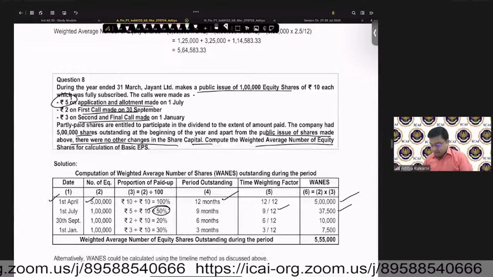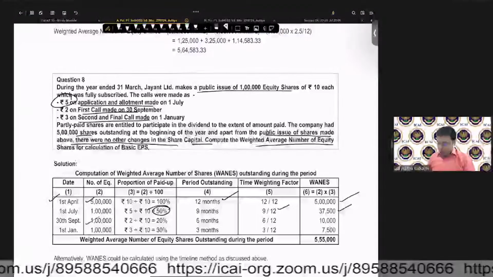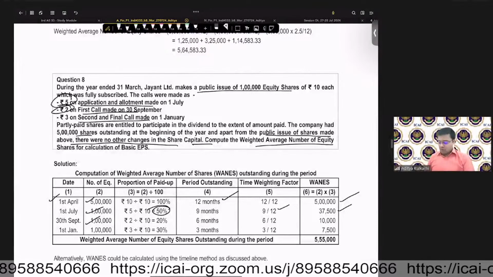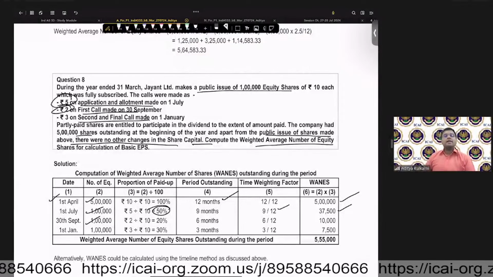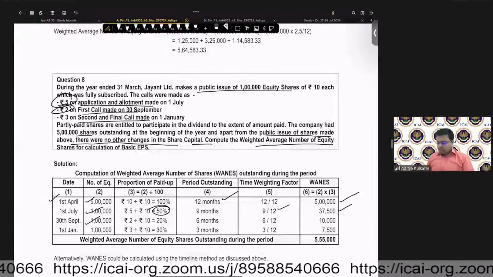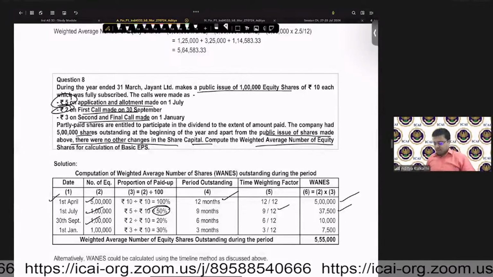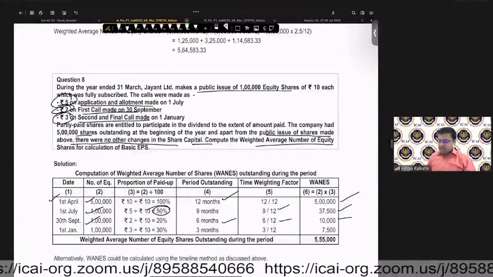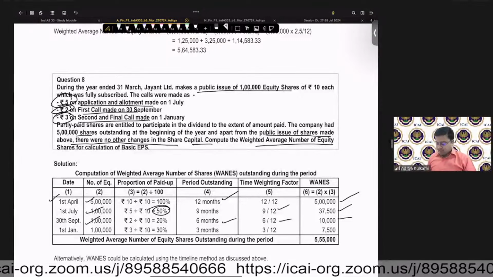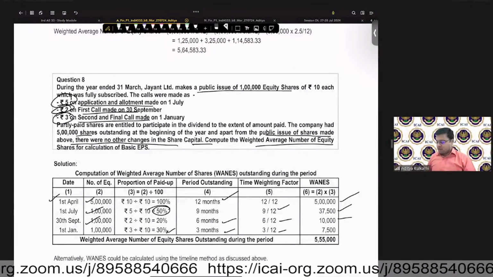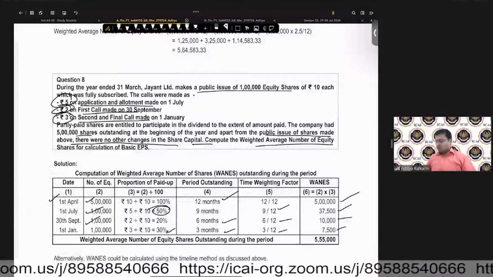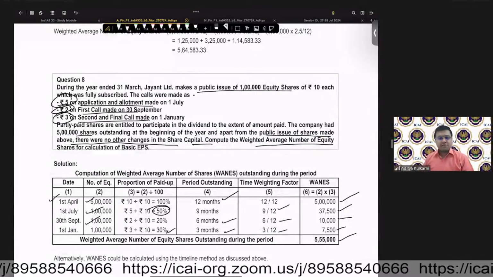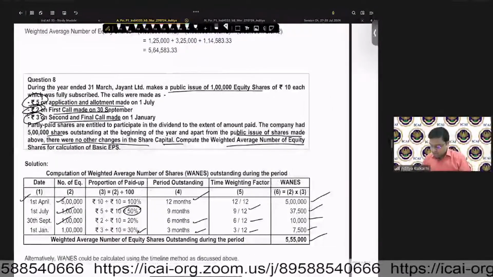On 30th September, another 1 lakh. So how much did I make a call? 2 rupees. So 1 lakh into 20%. I got 20% of the amount. So total amount with effect from 30th September is 70%. So this will be for a period of 6 months. And last 3 rupees, I made a second and final call on 1st January. So 1 lakh into 30% for 3 months, 7,500. So you are going to get your weighings as 5,55,000. Any doubts so far?